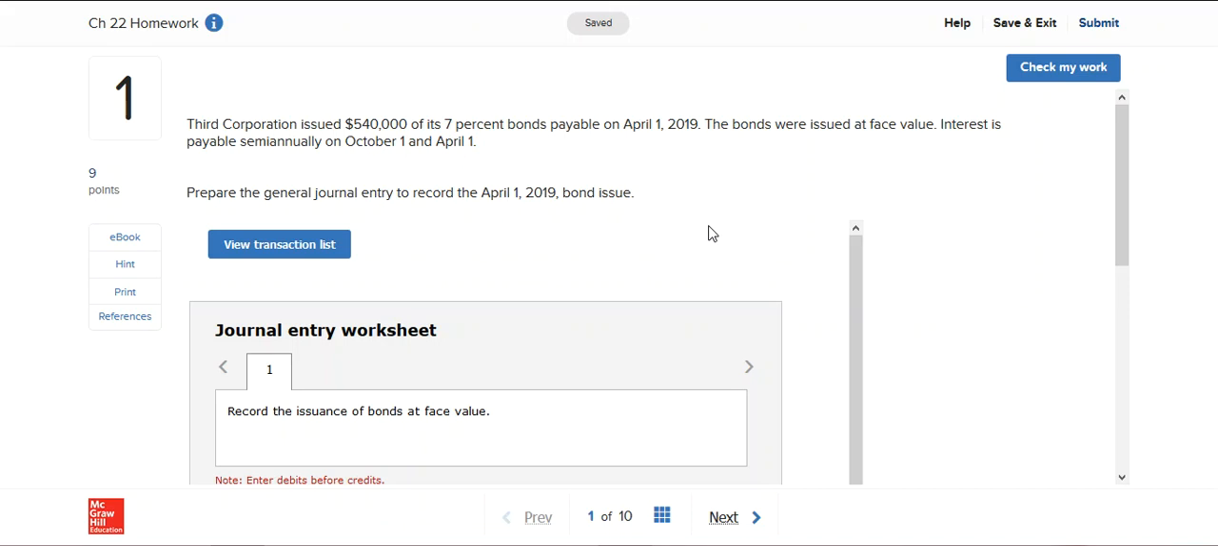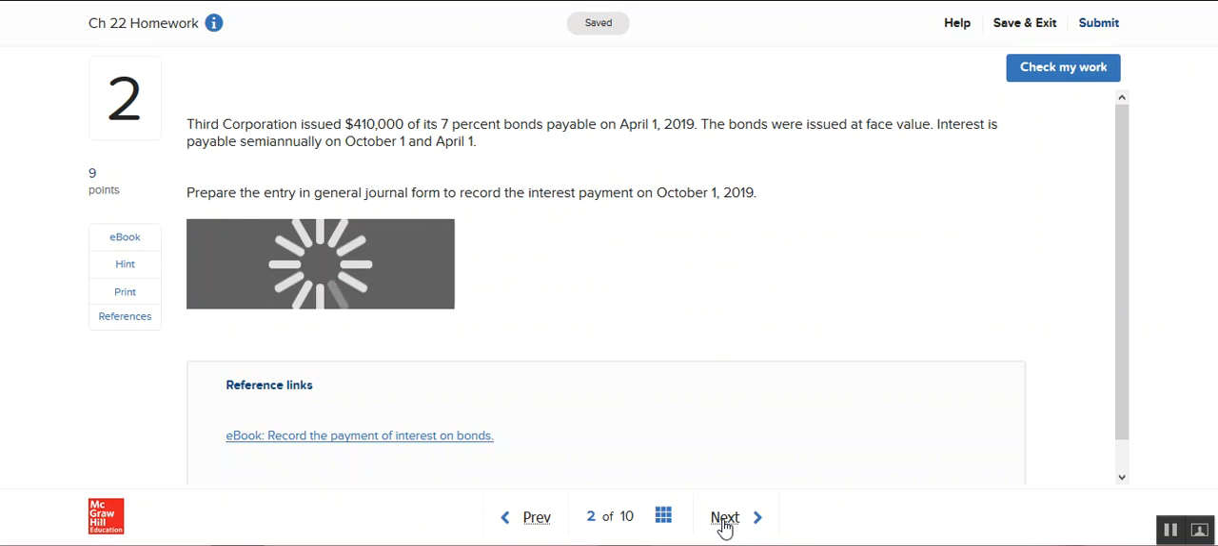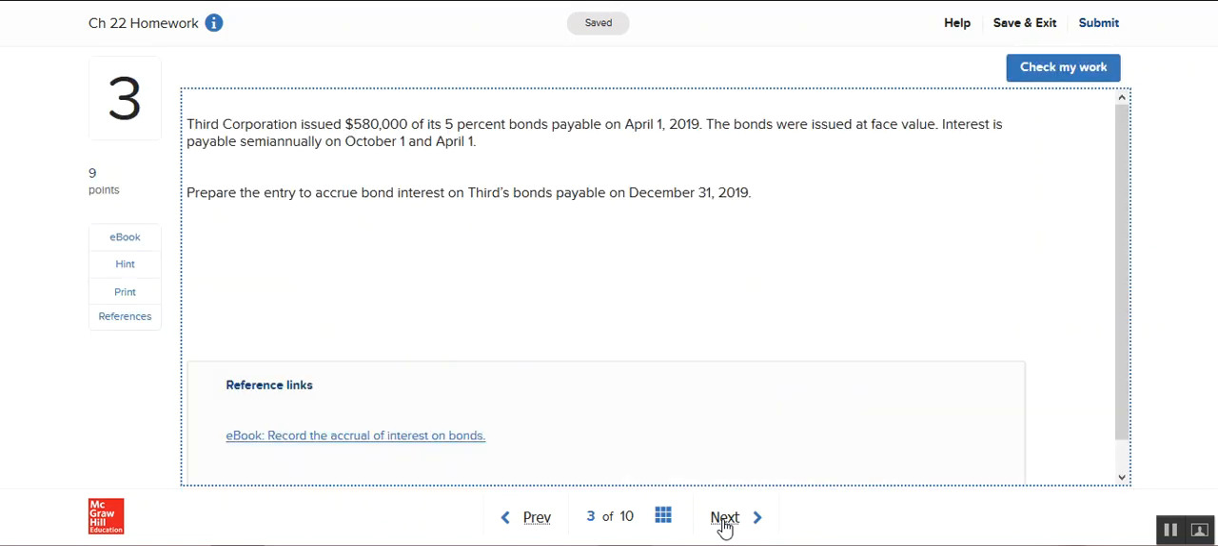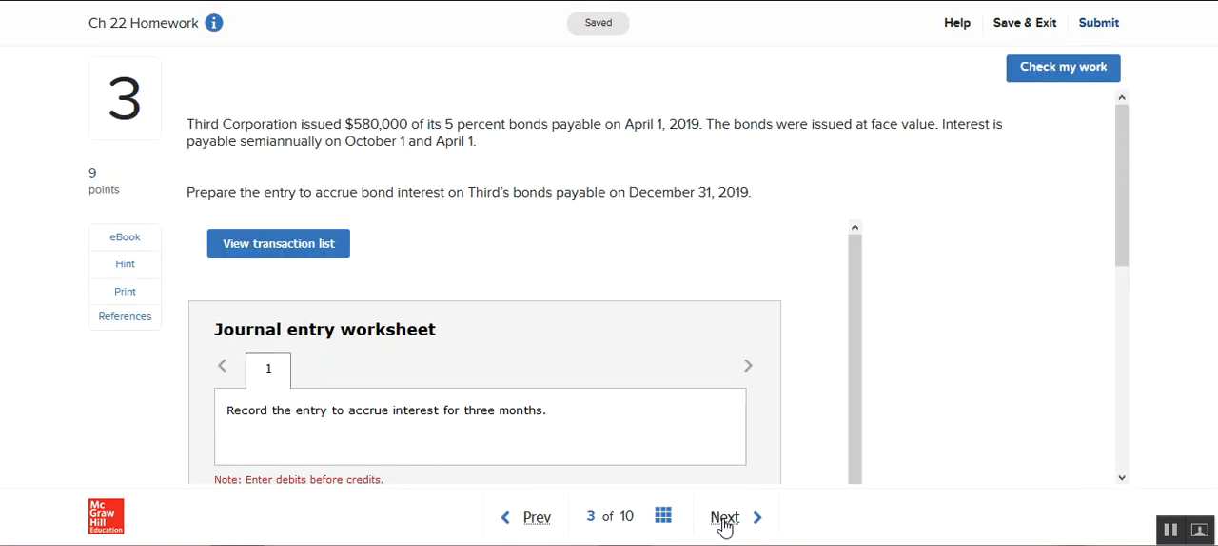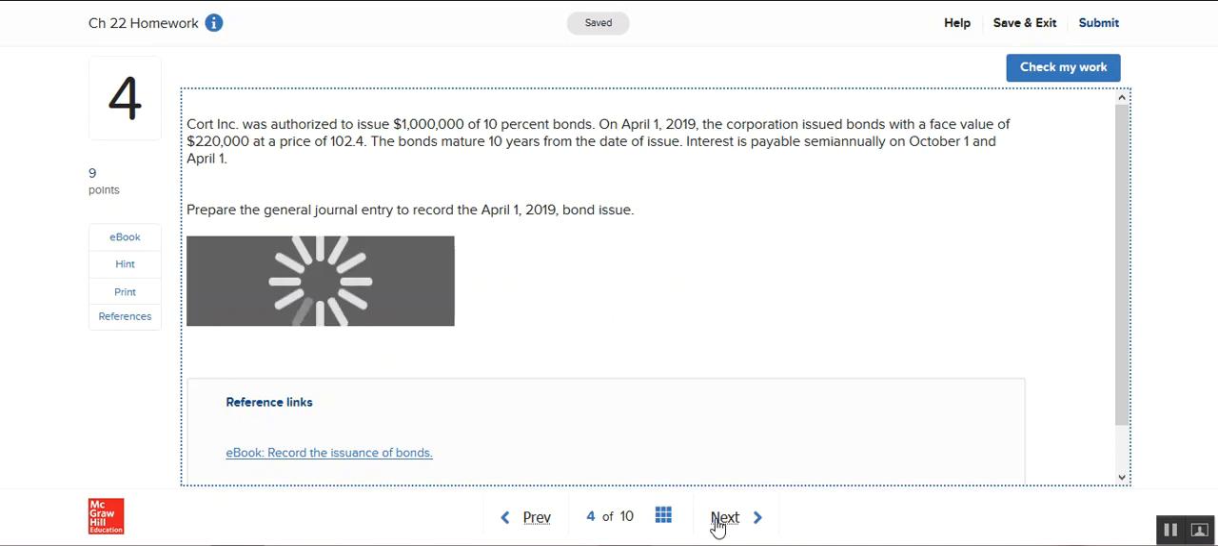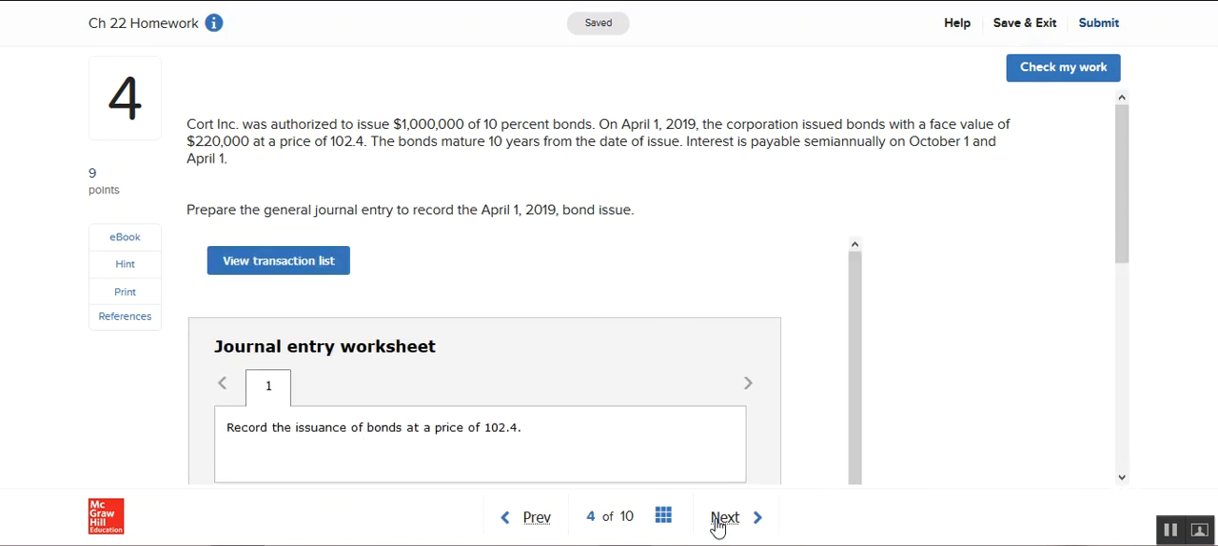Hi class. In this video we're going to look at a few examples from chapter 22. So we're talking about bonds payable. And we're not going to look at all of these, but I picked out a few that I thought might give you some trouble or that really represented the majority of what we're going over in this chapter. So let's look at number 4. We'll look at number 5, number 6, and finally at number 9.